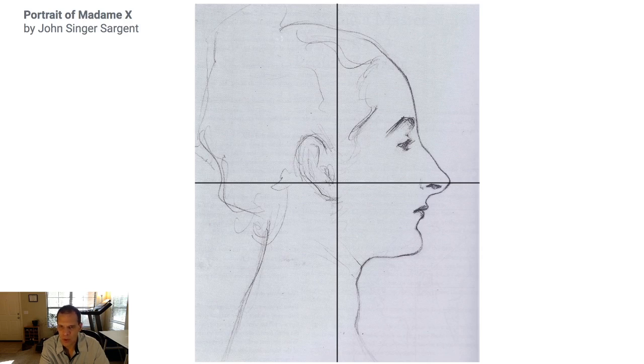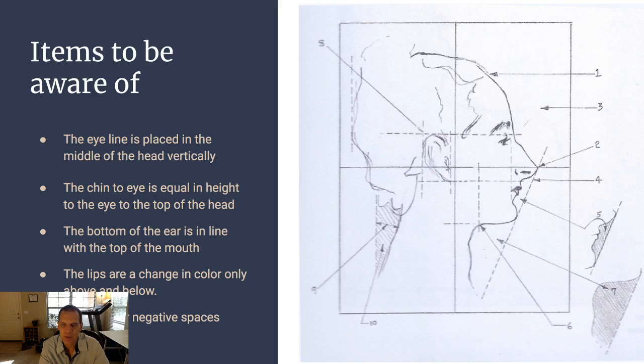Here are some important things to think about when trying this out. The first one is that you'll notice, as I mentioned in the last video, with this profile portrait, the eye line is placed in the middle of the head vertically. Okay, so the equal distance from the chin to the eye, and the eye to the top of the head. Okay, the second thing is that, the third thing is that the bottom of the ear is in line with the top of the mouth, and I mentioned that with the pencil sighting that I did in the last video.